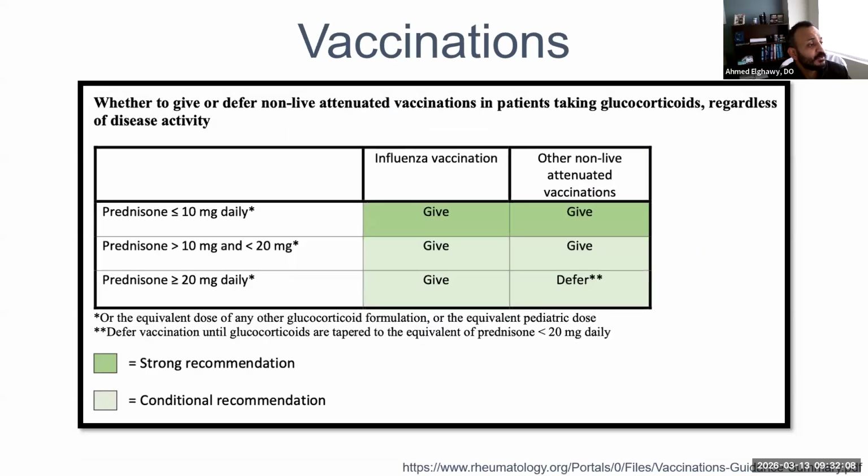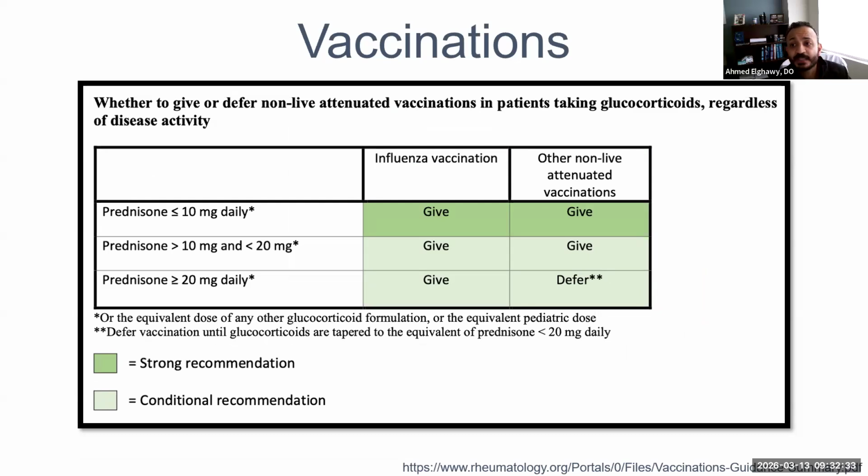And then when it comes to prednisone, typically you can give the flu vaccine and other non-live attenuated vaccines to those on prednisone, except for when they're on 20 milligrams or above, because it can blunt the response. So this is a conditional recommendation. If they have a hard time getting below 20 and you really feel the need to give them a vaccine, go ahead. But typically we like to wait until they're at less than 20 milligrams a day.